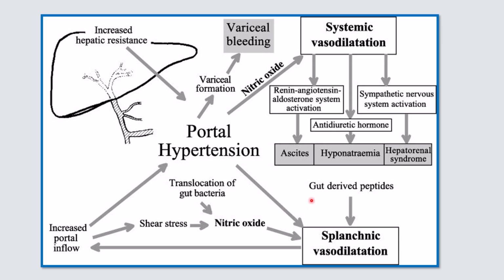And there will be an increase in the gut-derived peptides and translocation of the gut bacteria. In addition, there will be an increase in the pressure in the portal vein due to increase in flow, which results in increased nitric oxide release, resulting in splanchnic vasodilatation. Again, in turn, it will cause an increase in portal inflow. So these are all the consequences and complications of alcoholic liver disease.